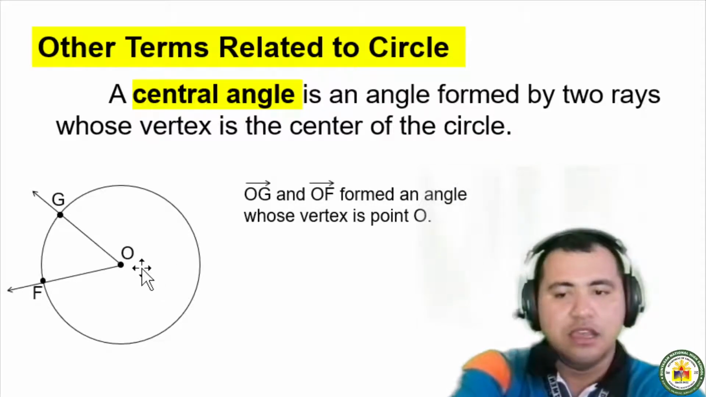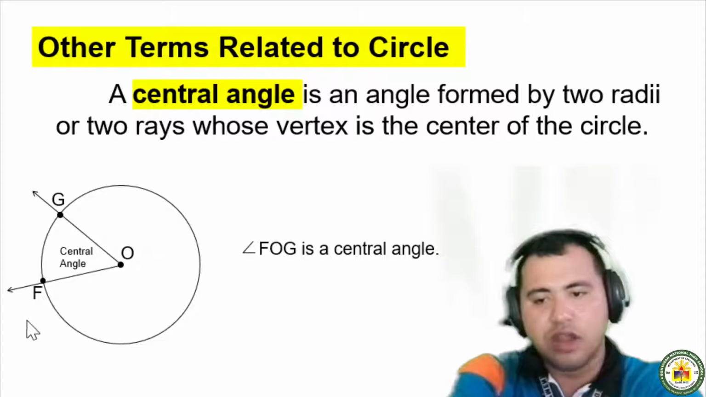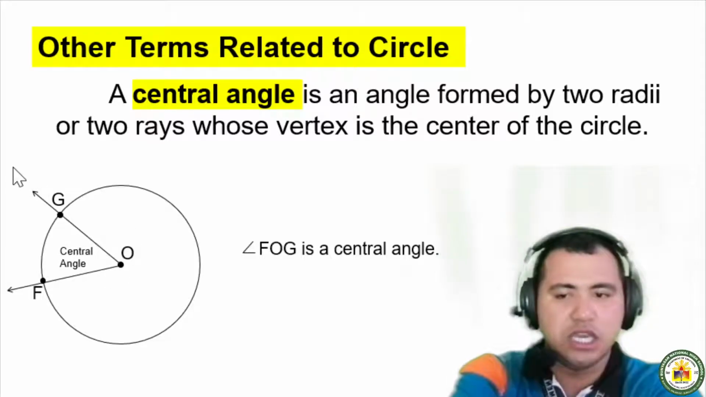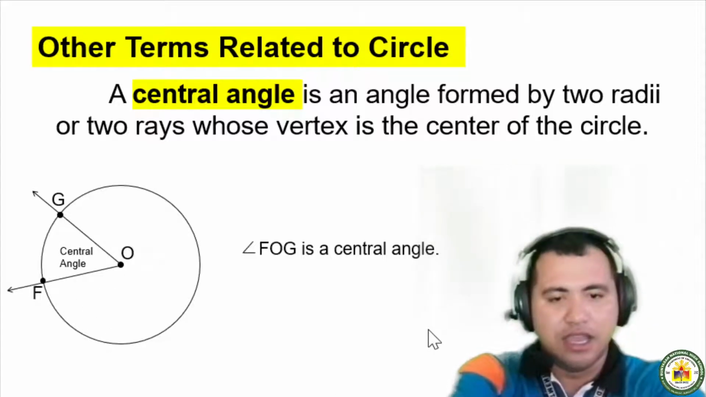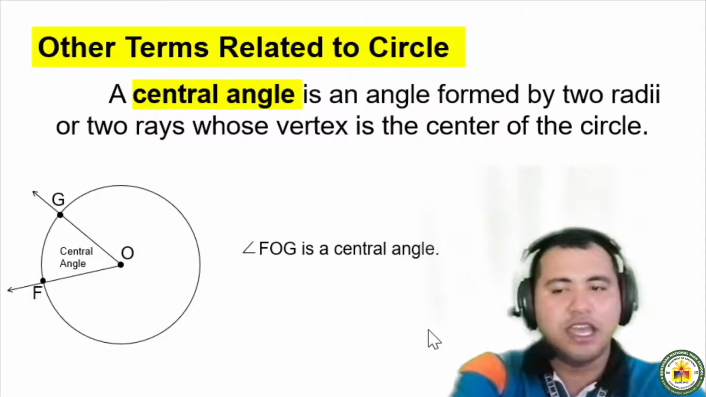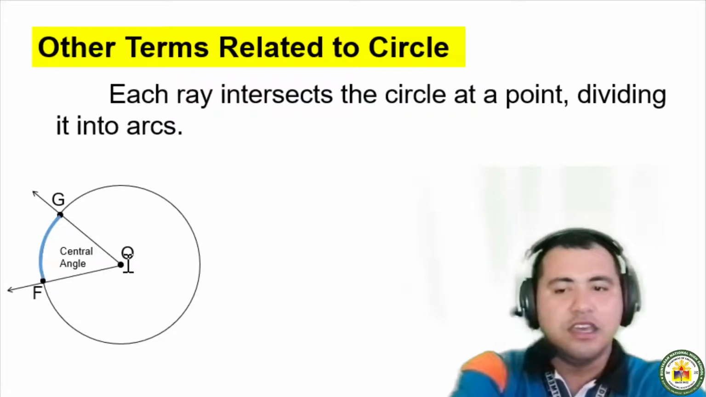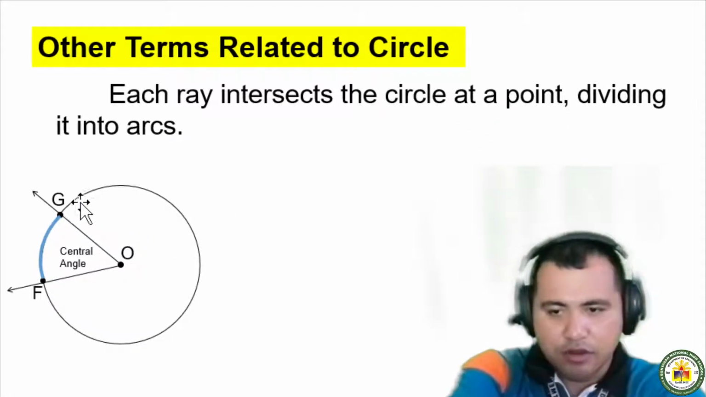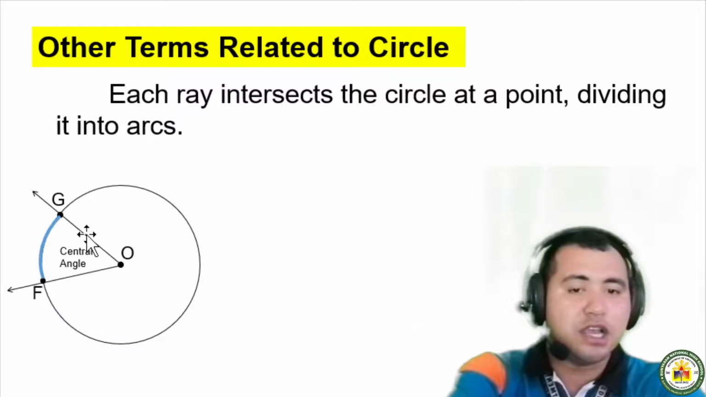Now, by that, angle FOG, or angle GOF, will be called the central angle, because its vertex is the center of the circle. Okay. Each ray intersects the circle at a point. So, kining mga ray nga nakaporma sa atong angle, nag-intersect sa circle sa usa ka point.